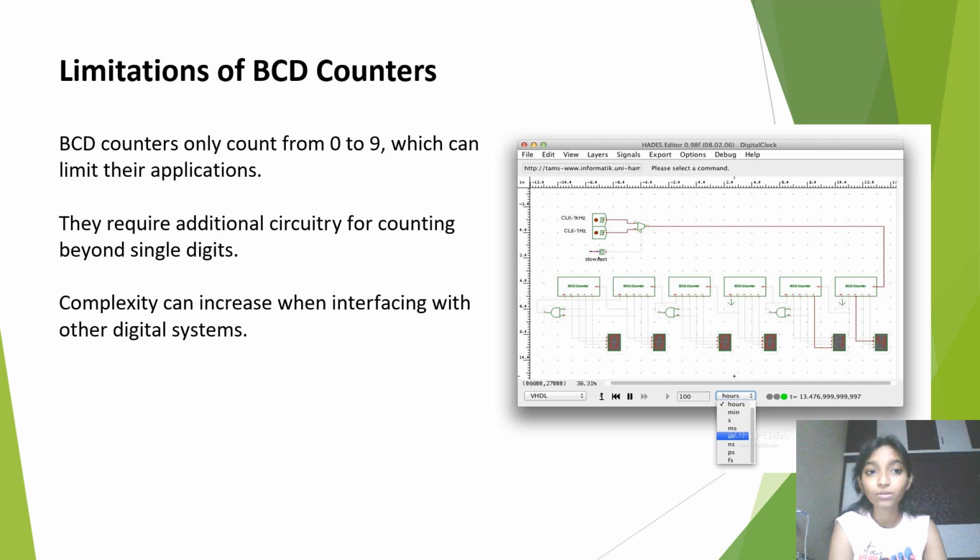Limitations of BCD counters. BCD counters only count from 0 to 9, which can limit their applications. They require additional circuitry for counting beyond single digits. Complexity can increase when interfacing with other digital systems.